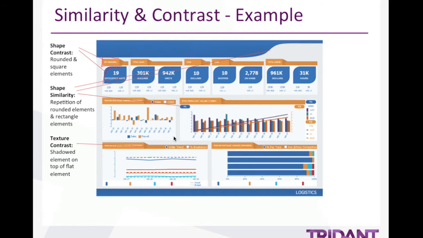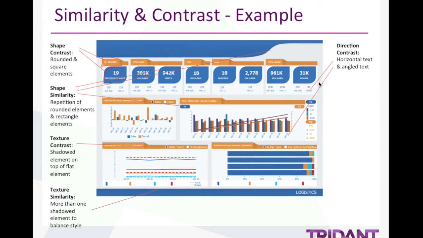So the same sort of thing happens with texture in this design. You can see that in the header bar there is a shadow on the bar, which makes it pop out a little bit because it's very contrasted from the very flat white background of the chart. But there's also a similarity in the design in that this textured element, this shadow, is repeated throughout the design, and it's also in the footer. So it hasn't just been used once, it's consistent.